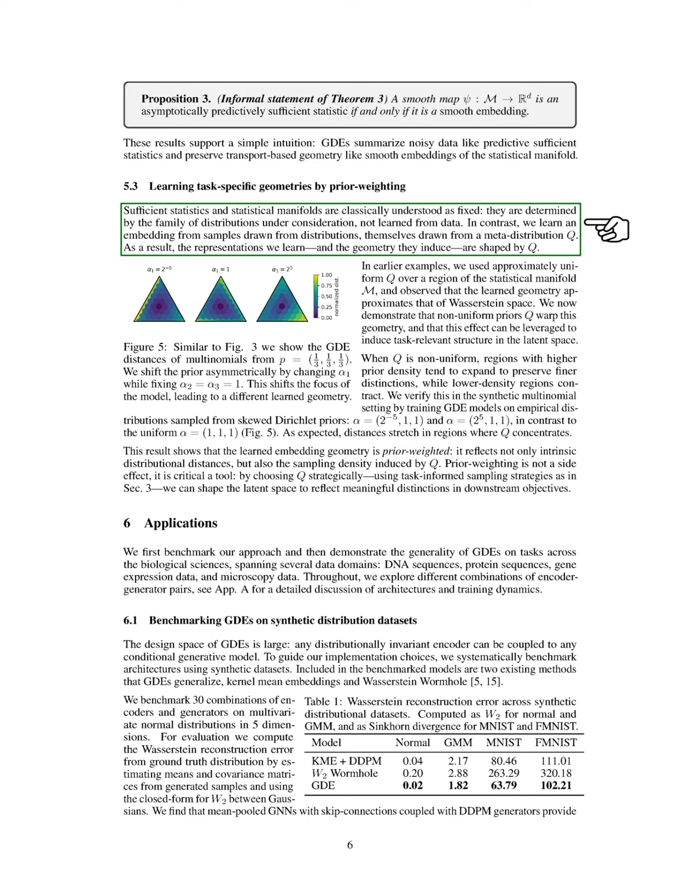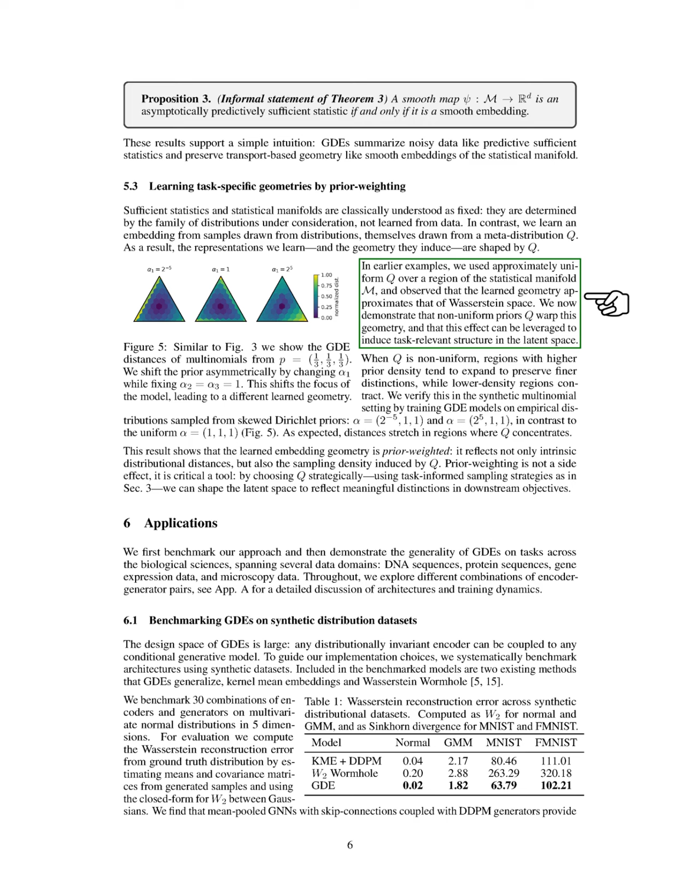Traditionally, sufficient statistics and statistical manifolds are seen as fixed, determined by the distribution family rather than learned from data. However, we learn an embedding from samples taken from distributions that come from a broader meta-distribution, which we denote as Q. This means that the representations we create, along with the geometry they form, are influenced by Q. In previous examples, we used a roughly uniform Q over a part of the statistical manifold, M, and found that the learned geometry closely resembles that of Wasserstein space.